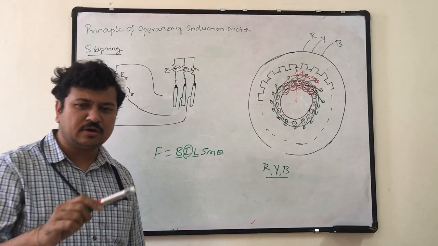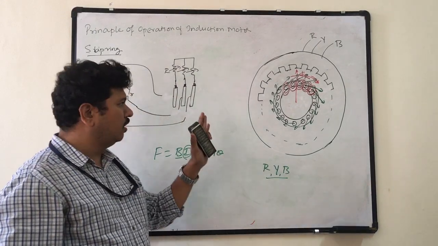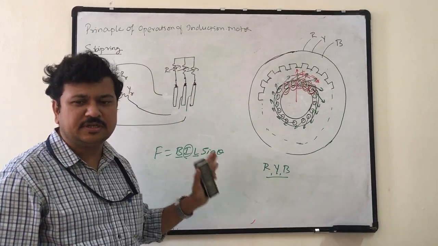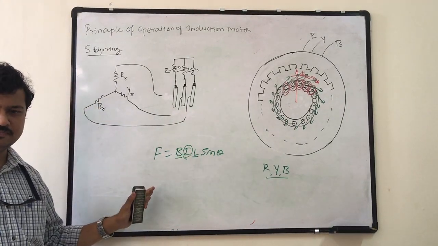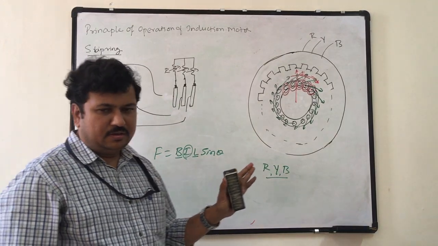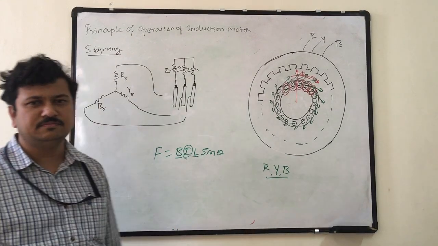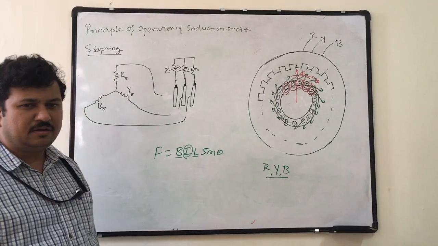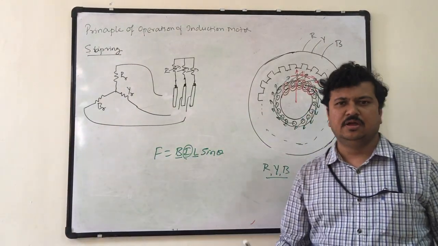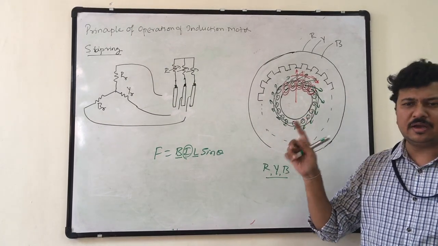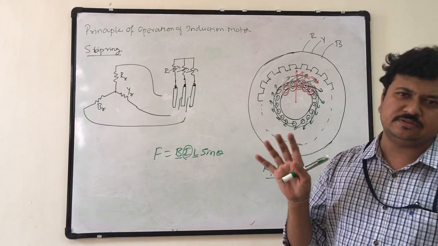Then in which direction should the rotor rotate? In clockwise or in anti-clockwise? There are only two options. The question is whether it rotates in clockwise or in anti-clockwise. The rotor will always rotate in the direction of the rotating magnetic field. If the rotating magnetic field, or RMF, is in clockwise direction, the rotor will rotate in clockwise direction. If the RMF is in anti-clockwise direction, the rotor will also rotate in anti-clockwise direction.